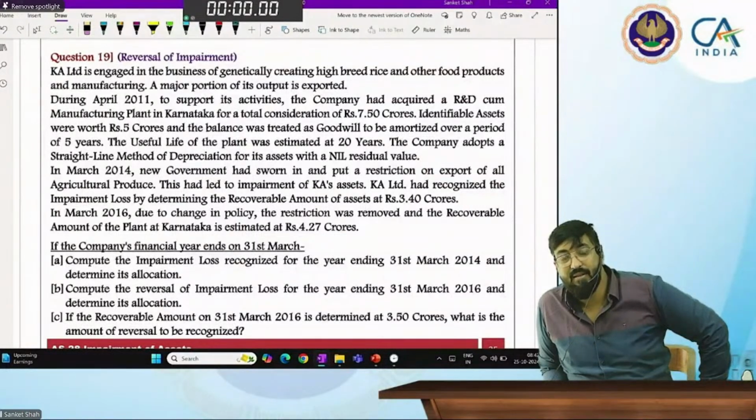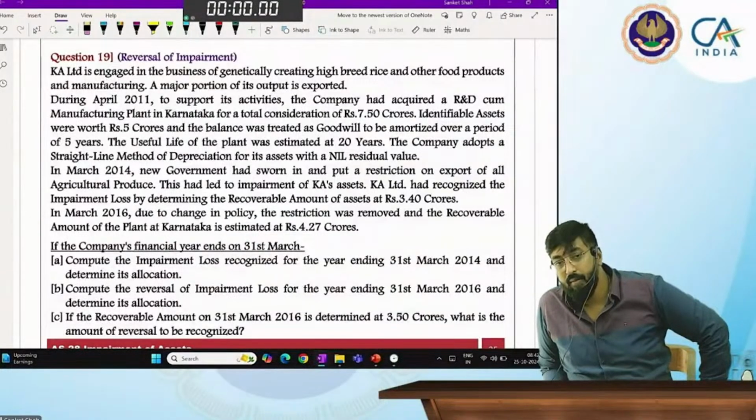Second one, those students who are appearing for the January exam but still attending these batches, I will try my best to complete AS 15 before January. I don't know exactly whether I will get the liability-based accounting standards or not, because the schedule is not yet uploaded.